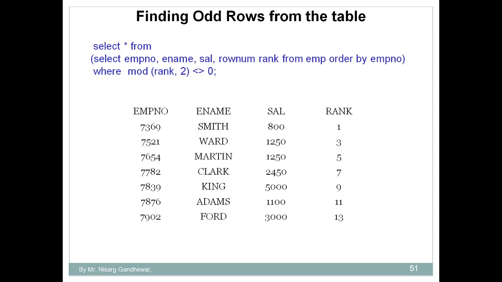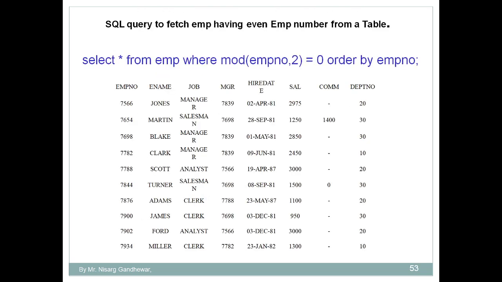So I hope you understand how to fetch odd rows and even rows from the table. Now the next thing is to write a SQL query. The next query that we are going to discuss is a SQL query to fetch employees having an even employee number. You know that in the employee table, every employee has some ID. So in that case I want to fetch the information from the employee table of employees whose employee number is even. Very simple query we can write here.